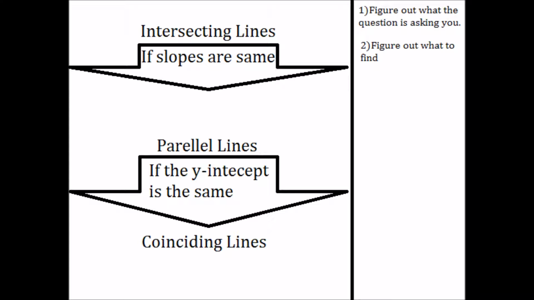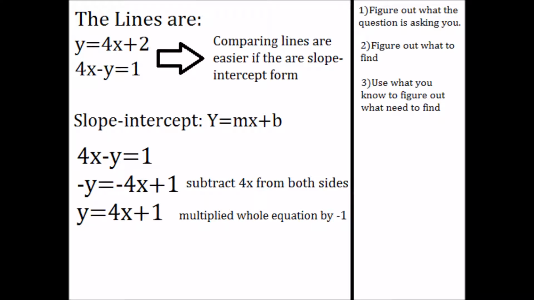Since the question asks you to classify lines, you're basically going off a checklist. If the slopes are the same, then they are parallel lines, not intersecting. But if the slopes are the same and the y-intercept is the same, then they are coinciding lines. So the next step is to use what you know to figure out what you need to find.